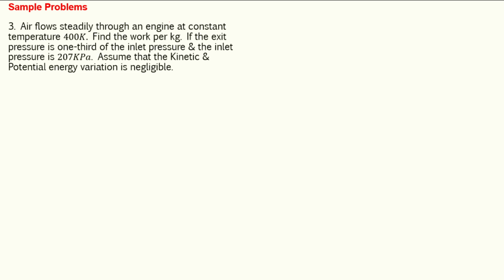Then, last problem: air flows steadily through an engine at constant temperature, 400 Kelvin. Find the work per kilogram if the exit pressure is 1/3 of the inlet pressure and the inlet pressure is 207 kilopascal. Assume that the kinetic and potential energy variation is negligible. So kapag may mga ganitong problem, eto lang naman yung nagpapalito sa mga estudyante. The pressure is 1/3 of the inlet pressure. And the inlet pressure is 207 kilopascal.